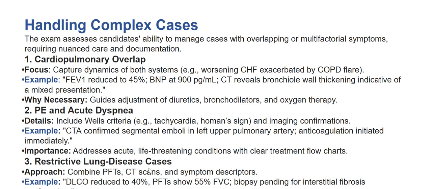Restrictive lung disease cases. Approach: combine pulmonary function tests, PFTs, CT scans, and symptom descriptors. Example: DLCO reduced to 40%, PFTs show FVC at 55%, biopsy pending for interstitial fibrosis confirmation. Clinical aim: objectively track progression or therapy response.